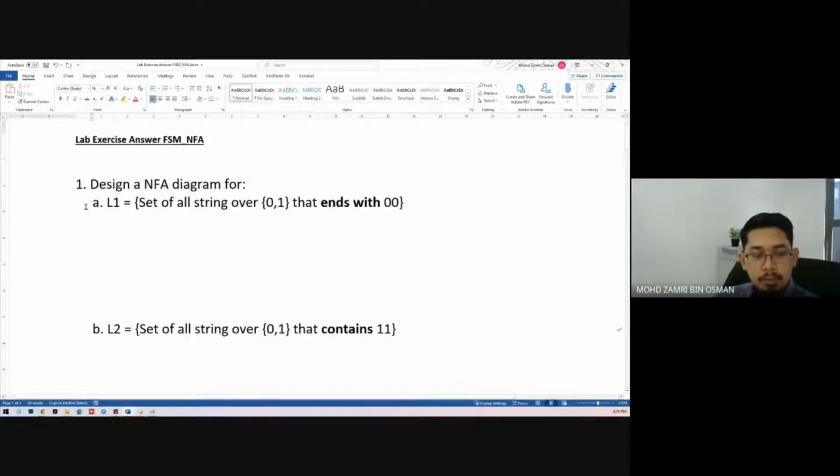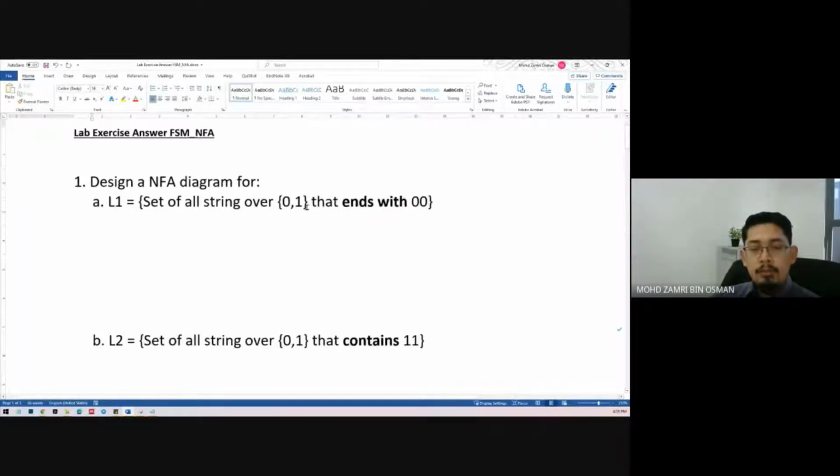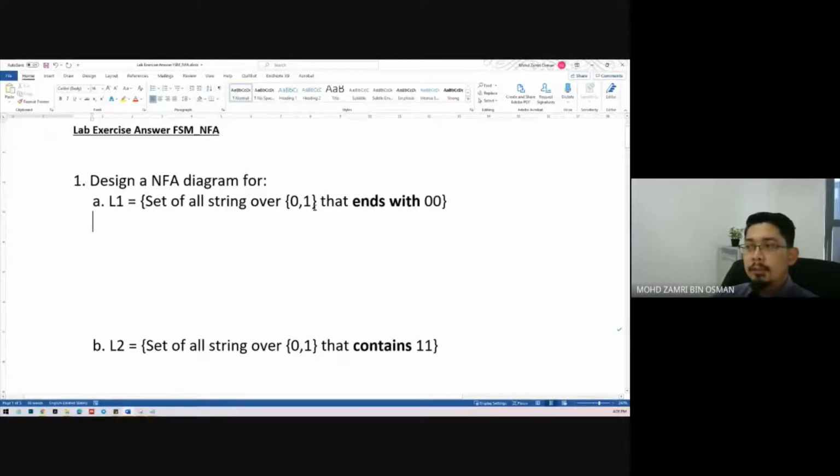We try to look at list number one here, which is the set of all strings over 0 and 1. Try to remember again our inputs here. We have 0 and 1, or in some equations we use A and B, something like that. And that ends with 0, 0. All right, so here, in this case, we have a restriction.